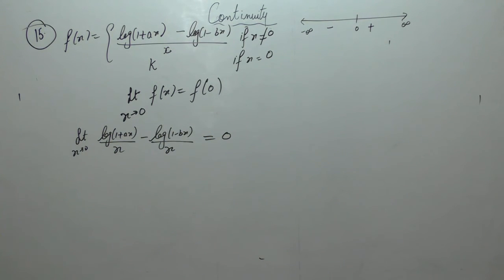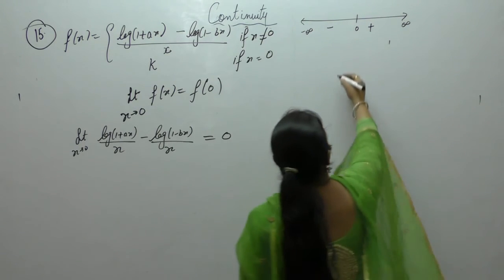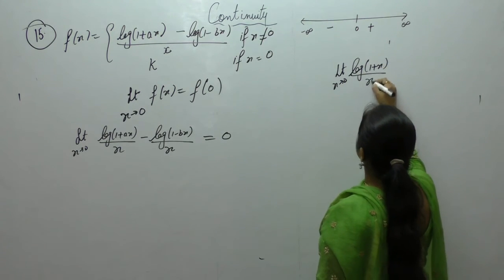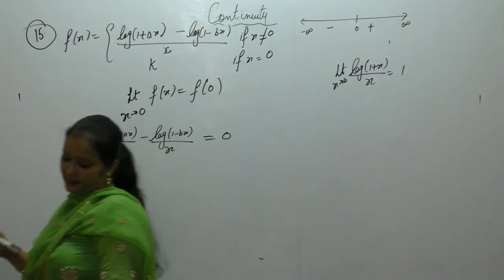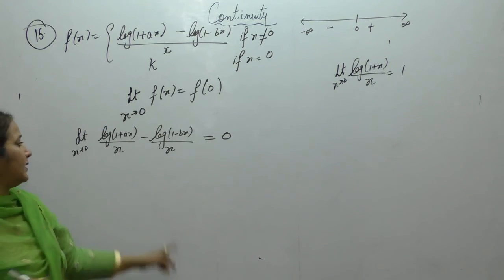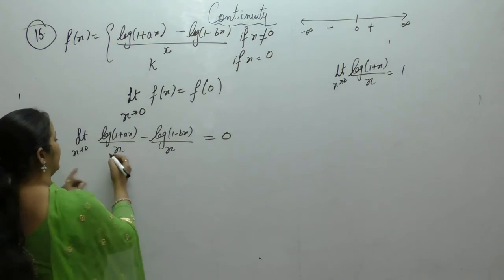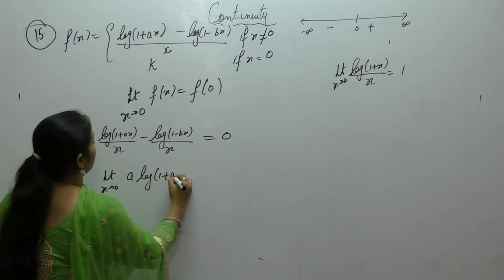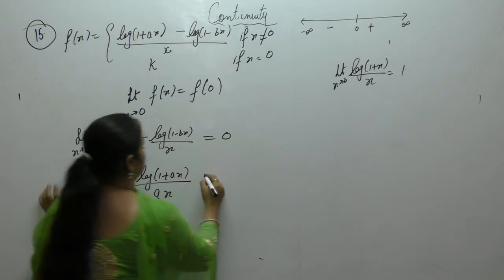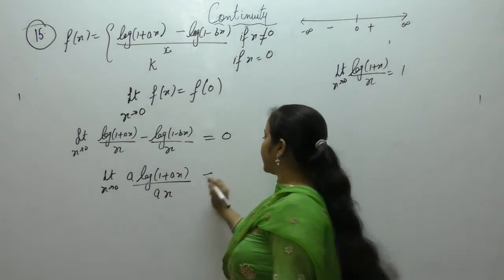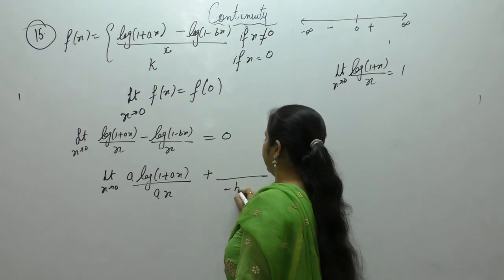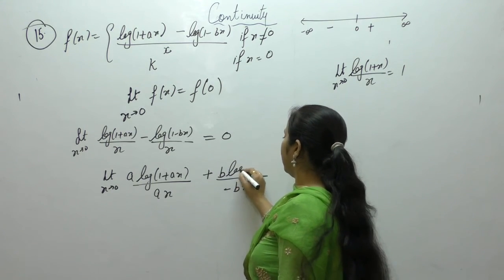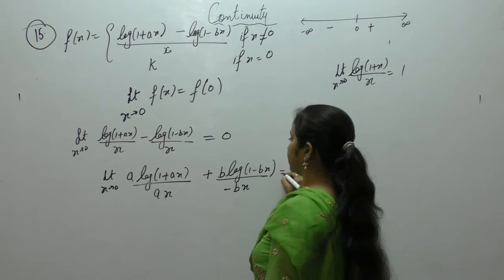If we write it like this, now we know that limit x tends to 0, log of 1 plus x upon x has value 1. Here we have ax, so multiply and divide here by a: a log(1 plus ax) upon ax. And here negative of bx, so plus, negative in the denominator, multiply and divide by bx: b log(1 minus bx) upon bx.